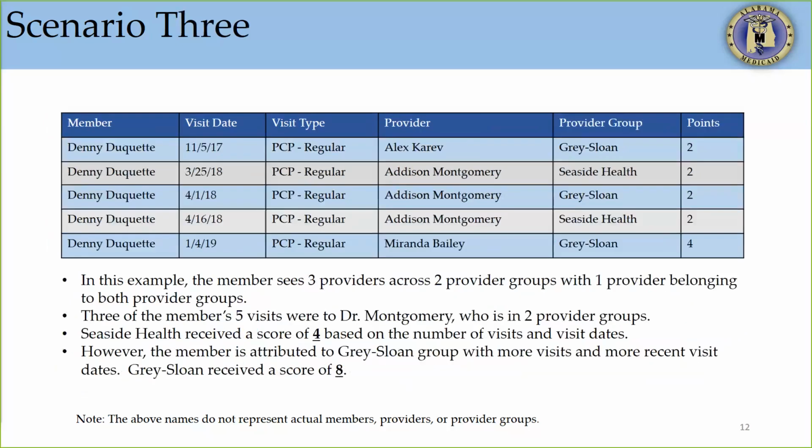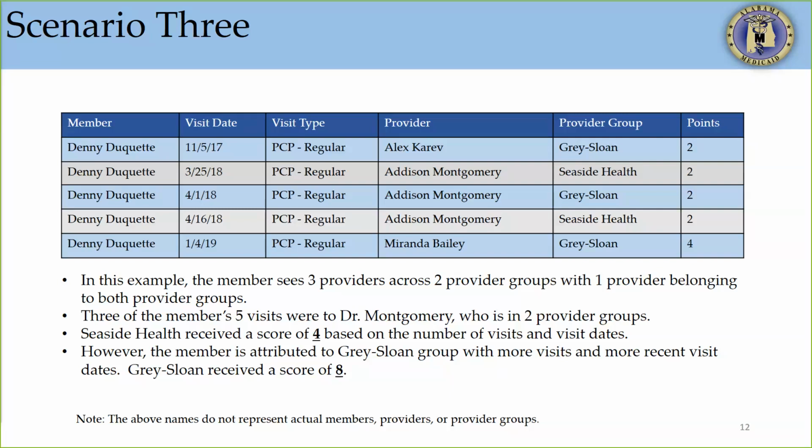And finally, scenario 3 in our list gets a little more complex, but the primary focus is on both frequency and recency of the visits. In this example, our recipient, Denny, sees 3 providers across 2 provider groups. And in this example, one provider actually belongs to 2 different provider groups. 3 of this recipient's visits were made to an individual provider, Dr. Montgomery. Dr. Montgomery is in 2 provider groups.